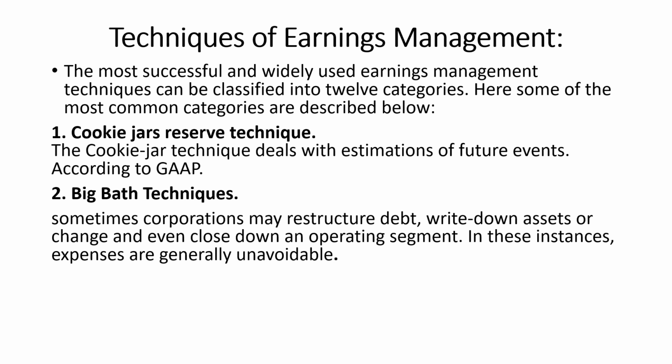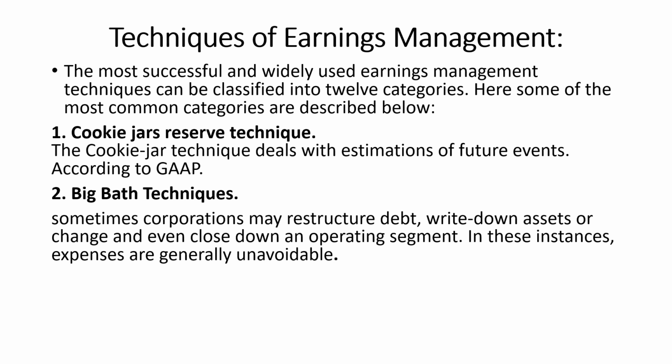So what about the techniques of earnings management? The most successful and widely used earnings management techniques can be classified into 12 categories, and we also have talked in detail about each one of these 12 categories, and here are some of the most common ones. Okay, and I need to repeat that we cannot answer like this in the final, because in the final we need to write in detail, and this revision is just to give a hint, like a highlighter, on the main points in each chapter. So the techniques of earnings management are about 12 categories, and these are the most common categories, described as below.